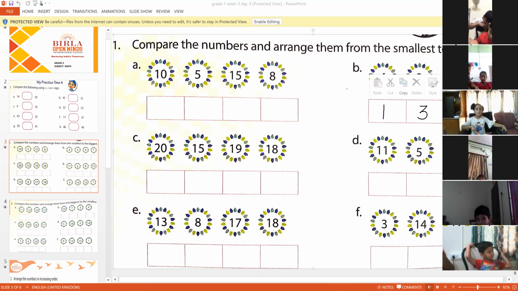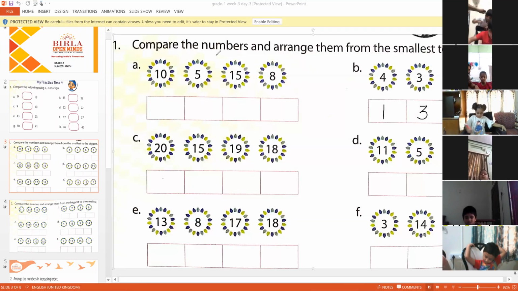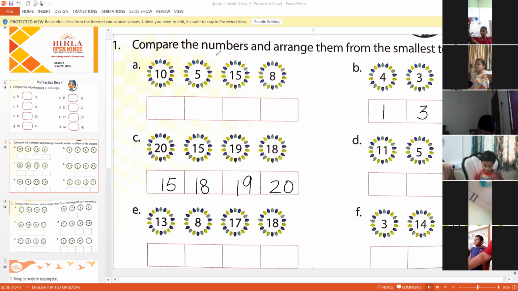We will write 15 first. Okay, Pratiksha. After that, quickly. 18. Very good. Then 19. Very good. And in the last, 20. Very good. Very good, Pratiksha. Okay, children.